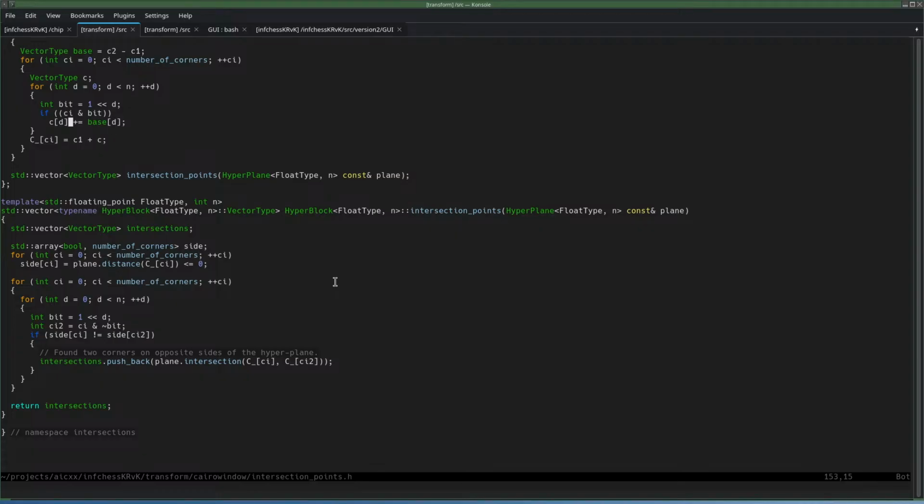So here the calculation happens to determine the intersection points.